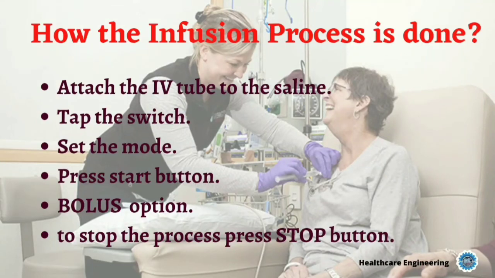Attach the IV tube to the saline bottle and fix the IV tube in the peristaltic sheet. Then close the door of the pump. Tap the switch which is situated behind the equipment and start the machine. According to the requirement, set the mode as adult or pediatric. Set the mode button to the unit of the volume.